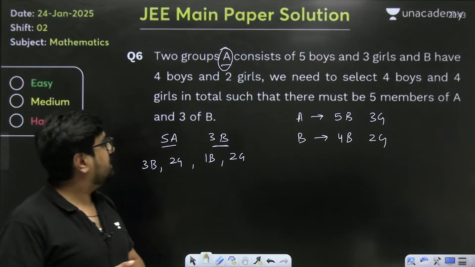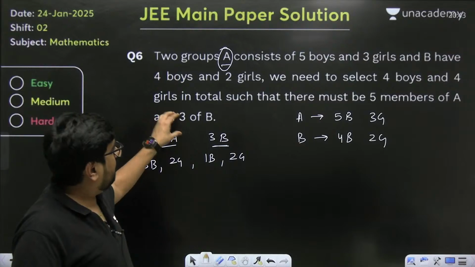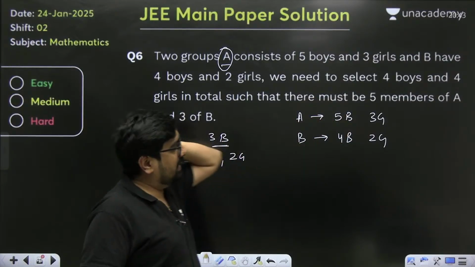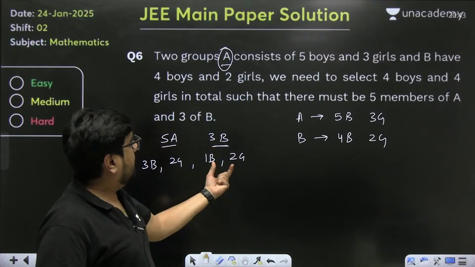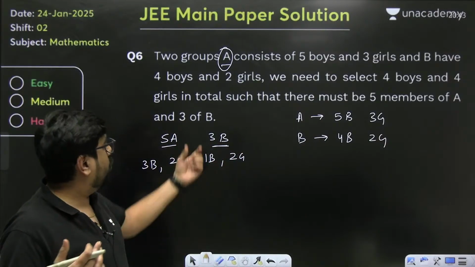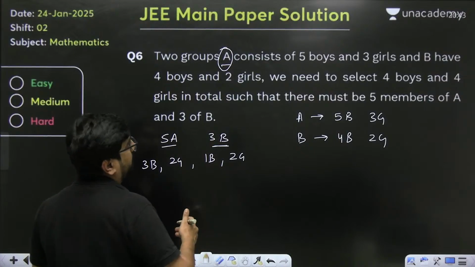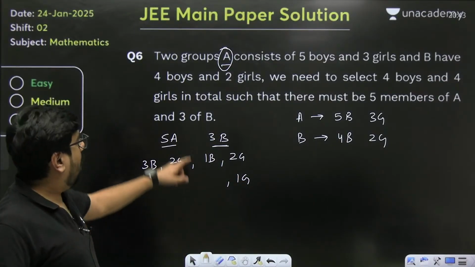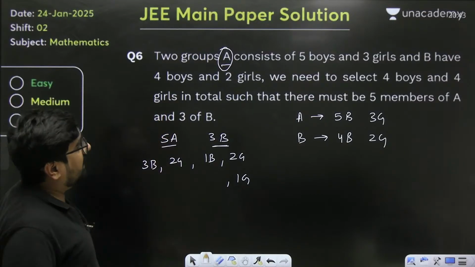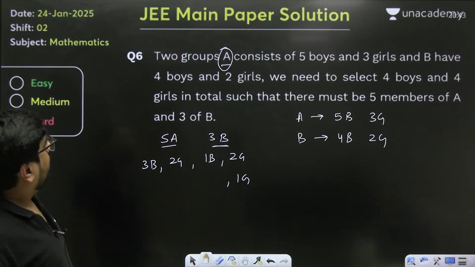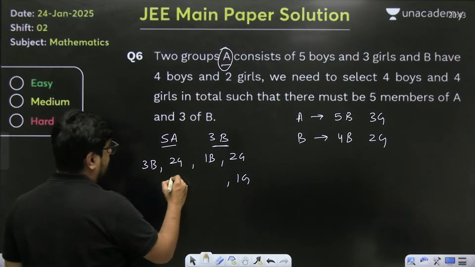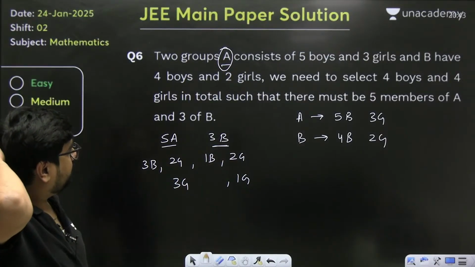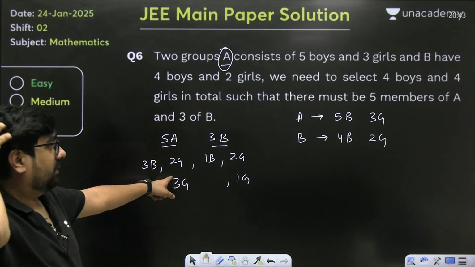What else can be the case? The restriction is on this one only, on girls here, because these are fewer. So let's start from this one only. Let's say that in group B, we pick 1 girl. Then how many girls will we have to pick from group A? 3 girls. Does group A have 3 girls? Yes, it has 3 girls. So all 3 girls we have picked from group A.